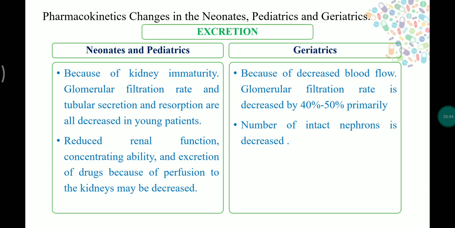Coming to excretion. Because of the immaturity of the kidneys, glomerular filtration is very low, so excretion is very low. In geriatrics, glomerular filtration is also decreased, so elimination is decreased. Reduced renal function increases the drug concentration in the body, and perfusion may be decreased. In geriatrics, the number of intact nephrons is decreased.